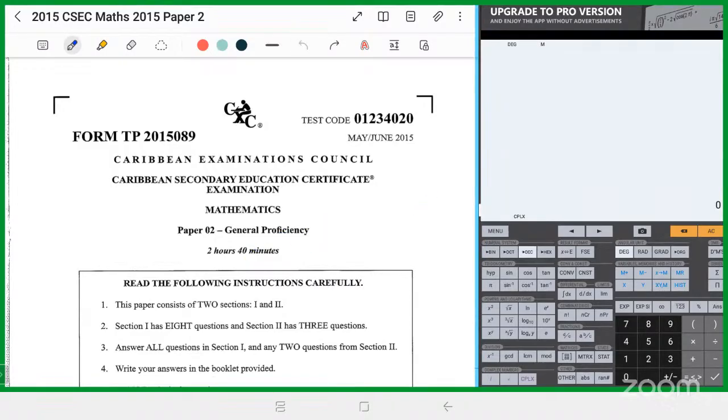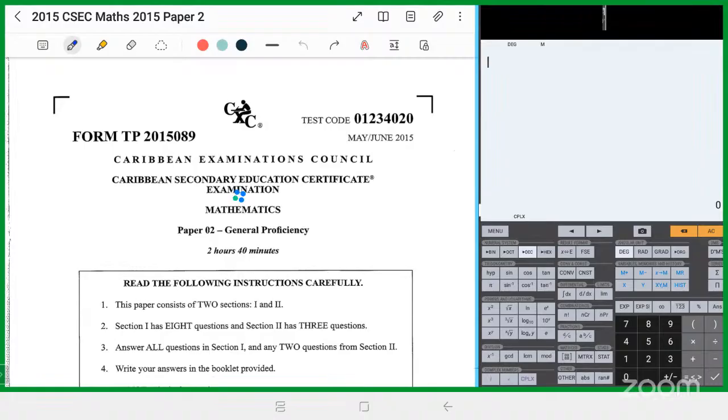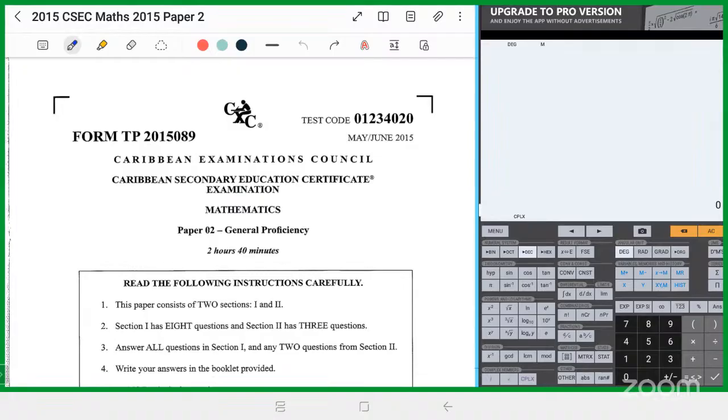Hold on a second. I need to correct something. Where is it? This thing has changed. How do I do this now? Let's see. Here you go. All right, guys.